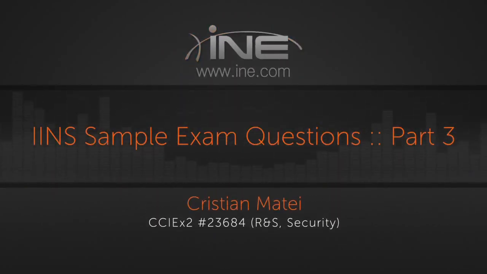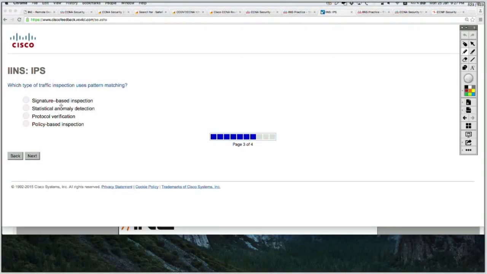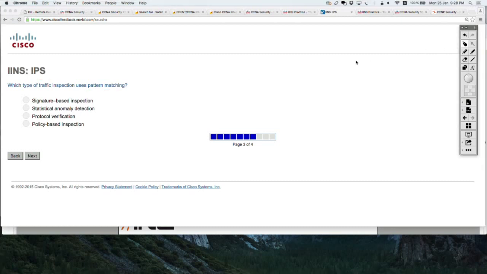Which type of traffic inspection uses pattern matching? So in here, it says, which type of traffic inspection uses pattern matching? So this means that this is an IPS question, we know that. And pattern matching should be signature-based inspection, because if this inspection looks up a specific pattern, it means that it's about a signature. But let's speak about the other options.